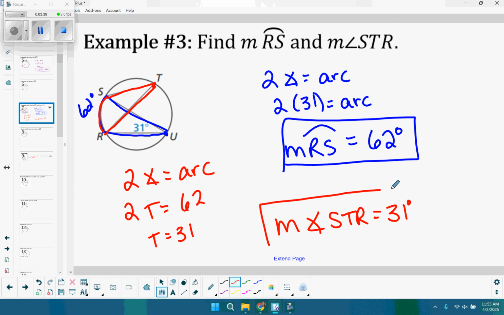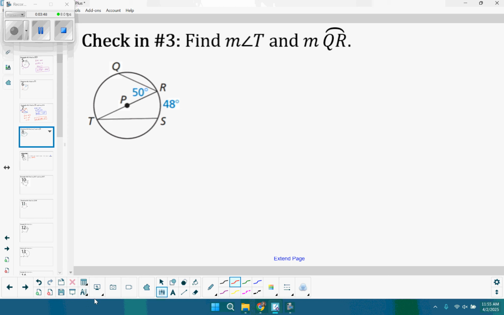And we'll actually come up to a property, a theorem, that tells us that we can do that part there. But for right now, there's a check-in here, finding the measure of angle T and the measure of arc QR. This is tricky. They're not asking for arc QT, they're asking for arc QR. So you can find QT first, and then since TR is a diameter, use the fact that these two should be a semicircle. You can pause. Answers are posted on Google Classroom.